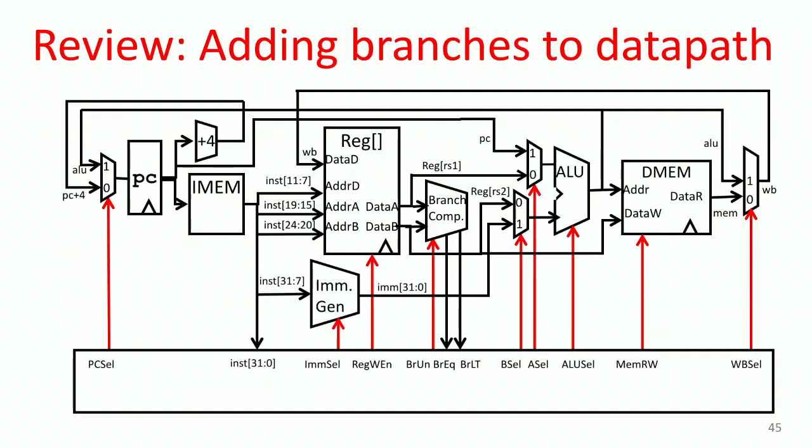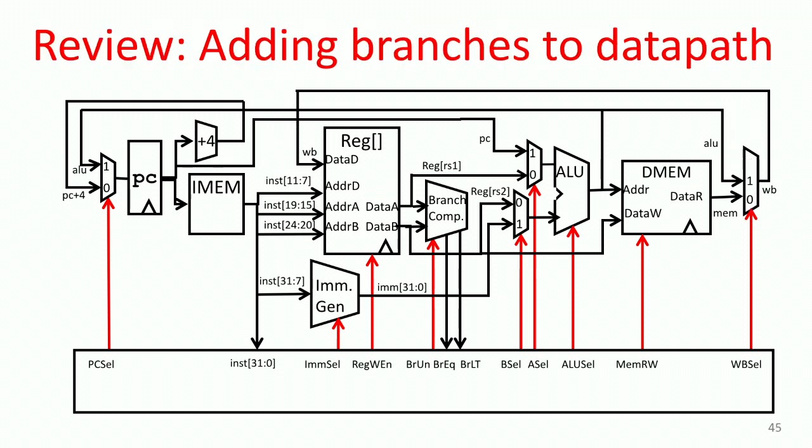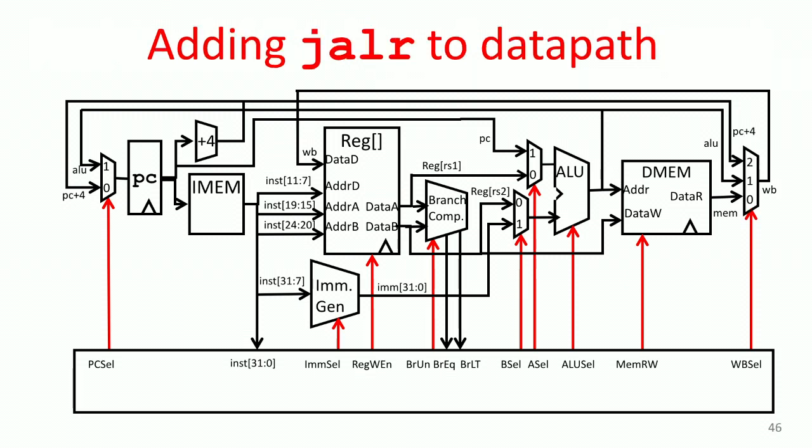Yeah, so here's what we had for branches. And now we're going to change it. The program counter part doesn't change. We add just one wire. We add another input to the write-back multiplexer so that we can write into the register file the value of PC plus 4. So we take that line here and add this extra input into the multiplexer so that we can write into the register file the program counter value. Right?